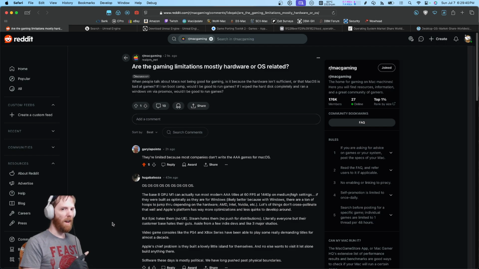AAA games have been ported to the Switch. Think about that for a second. The Switch is many magnitudes weaker than even the lowest end Mac on Apple Silicon right now. I can guarantee you that a MacBook Air can run circles around the Nintendo Switch, but you want to know why the Switch is getting ports and the MacBook Air isn't? Because the Switch has a bigger market share. That is the only reason that matters here.